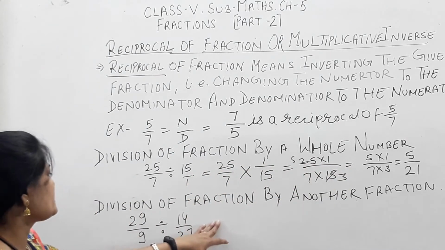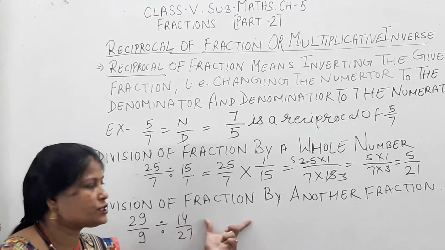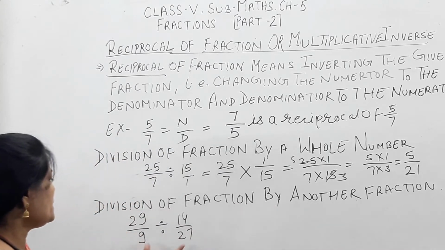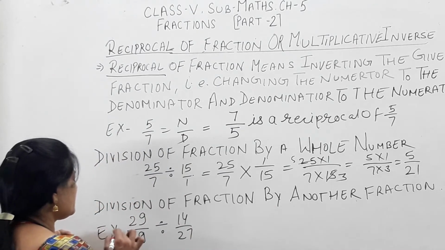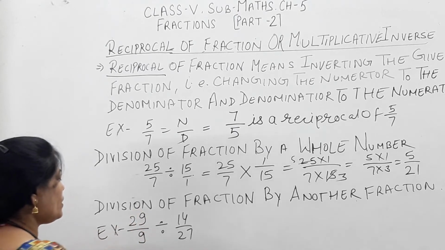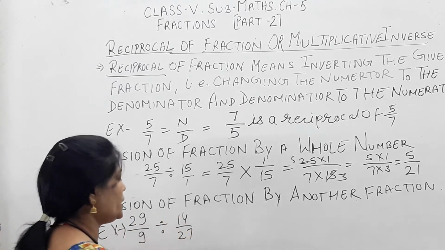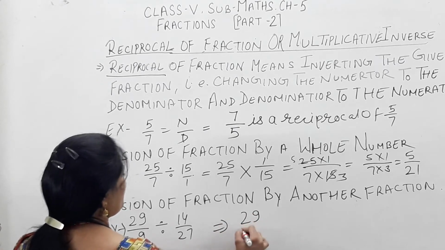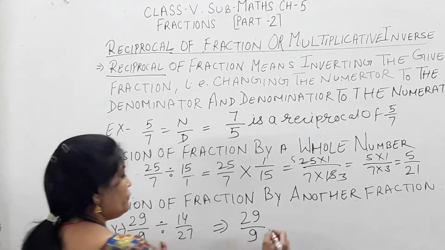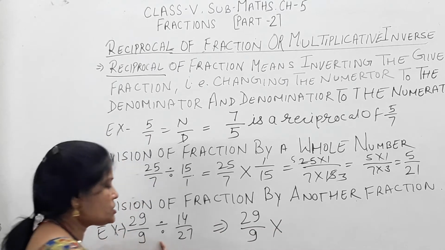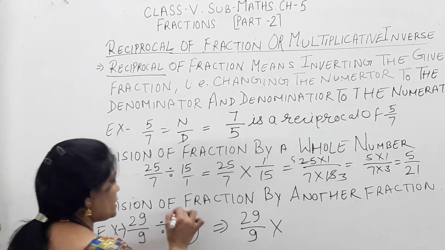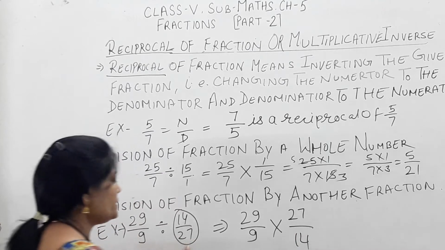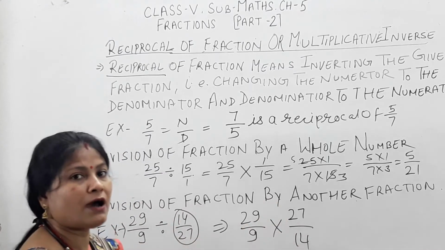Yes children. Now next, how do we divide a fraction by another fraction? Same pattern we will do. No problem. In this example, what is written? One is my 29 upon 9 fraction, second is my 14 upon 27. As we know, how do we write it? 29 upon 9 is the same. Division is converted into multiplication and this fraction is converted into its reciprocal. So 27 upon 14. Understood? 27 upon 14, numerator and denominator are interchanged.